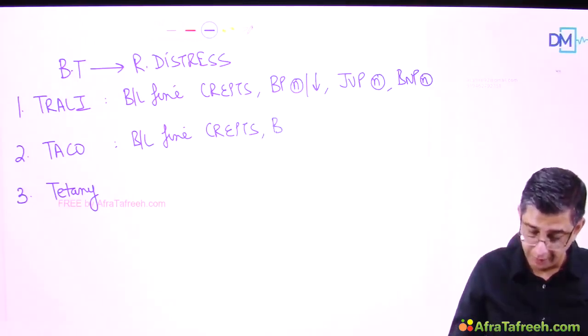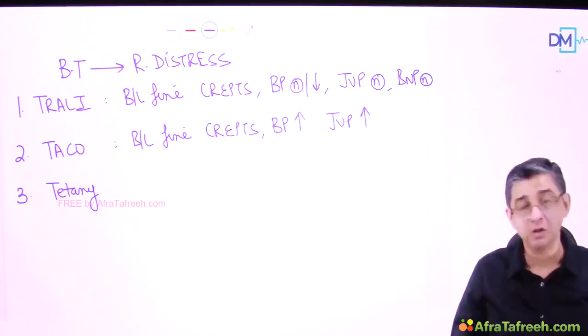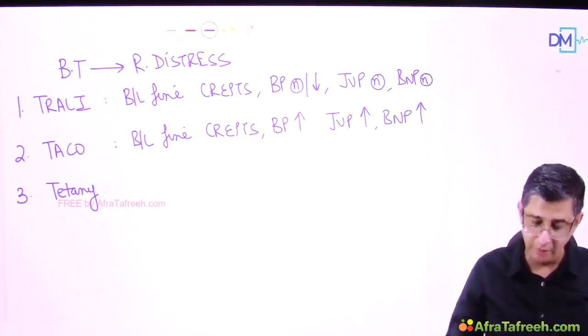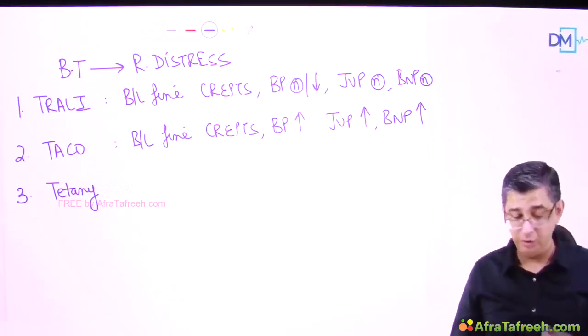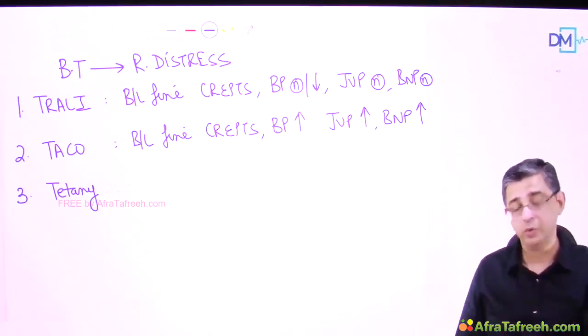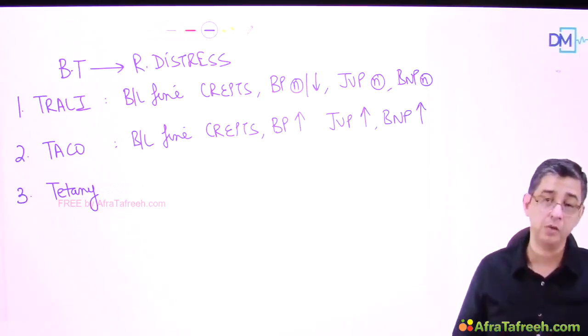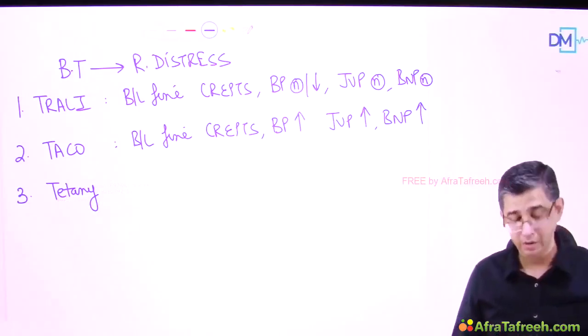If in the question you find that the blood pressure values are elevated, JVP values are elevated, Kussmaul sign is described, and more importantly, BNP levels are elevated, it is circulatory overload or TACO. You see the difference is in TRALI you will have to put the person on ventilator, go for low volume ventilation. For TACO you will have to give diuretics to the patient to ease off the circulatory failure.